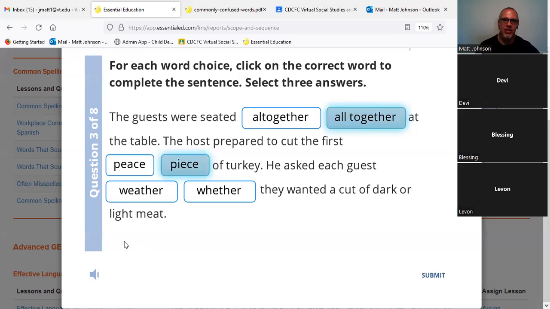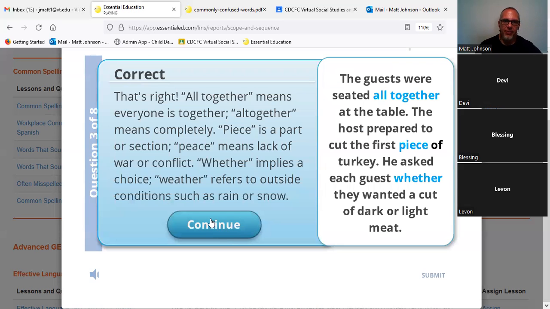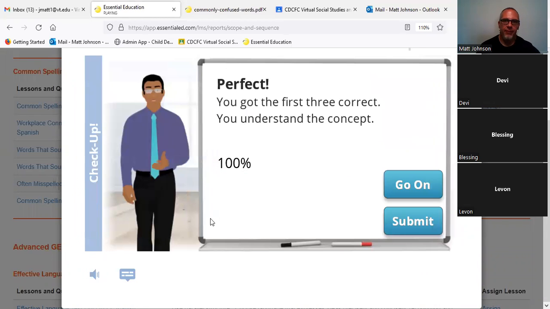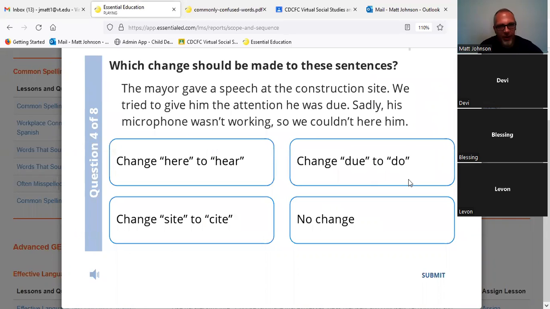And then he asked each guest whether they wanted a cut of dark or light meat. So if, right? Or either or, whether this or that. So WHETHER. Whether implies a choice. PIECE is a part or section. All together means everyone is joined together. You're doing very well. And we'll keep going here.